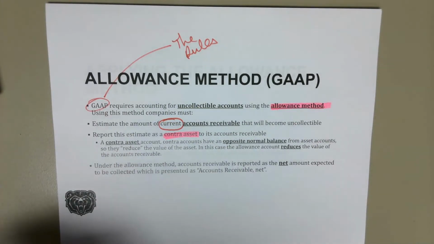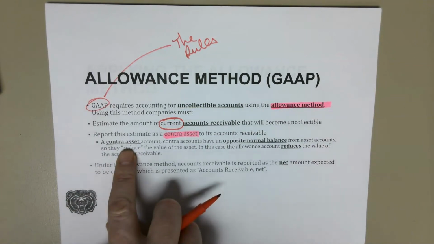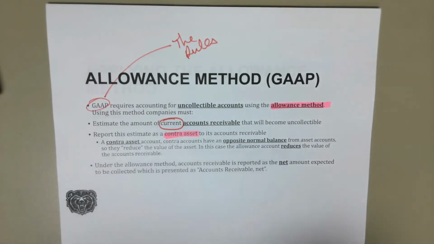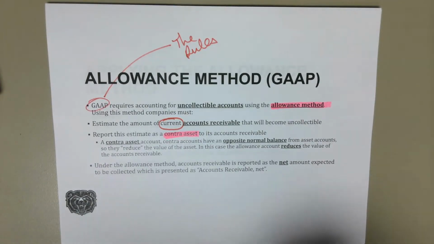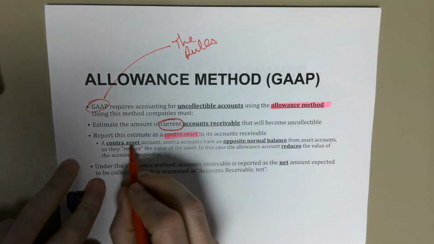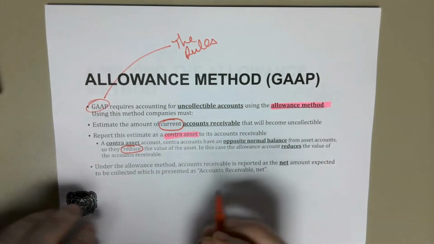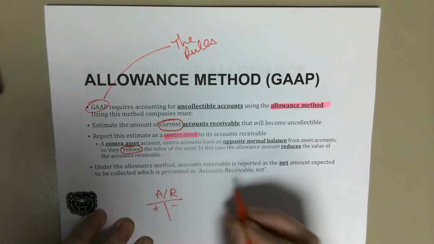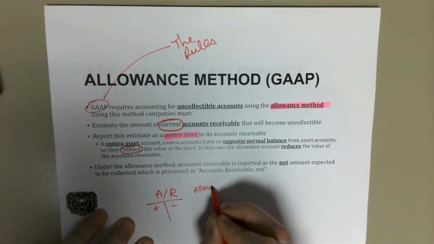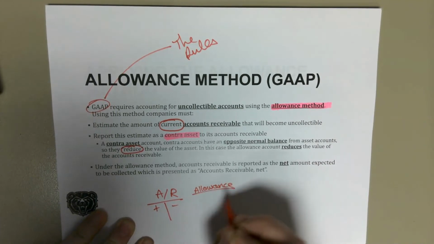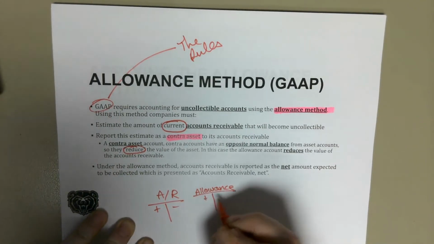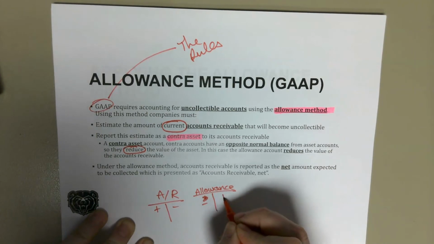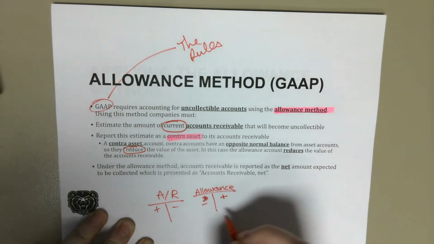Okay, so just a reminder here that the contra asset account holds the opposite normal balance from your asset accounts. So they reduce the value of the asset. So in this case, we're going to have AR sitting here like this, and we'll have our allowance sitting right beside it, hugging it ever so tightly so that we know that this is here to reduce this account.